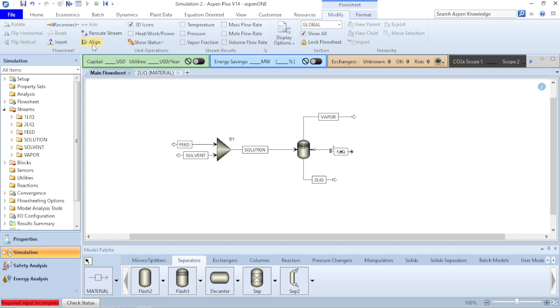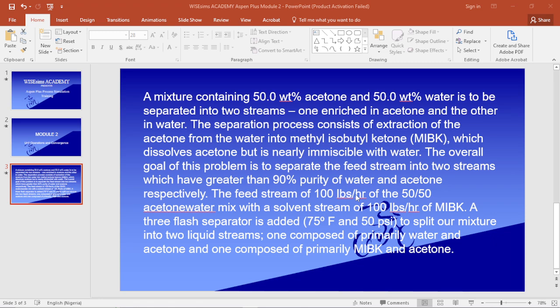All right, so straighten this. From the question, we have 50-50 water and acetone inside the feed, and then it's moving at a mass flow of 100 pounds per hour. All right, so let's go to our feed.